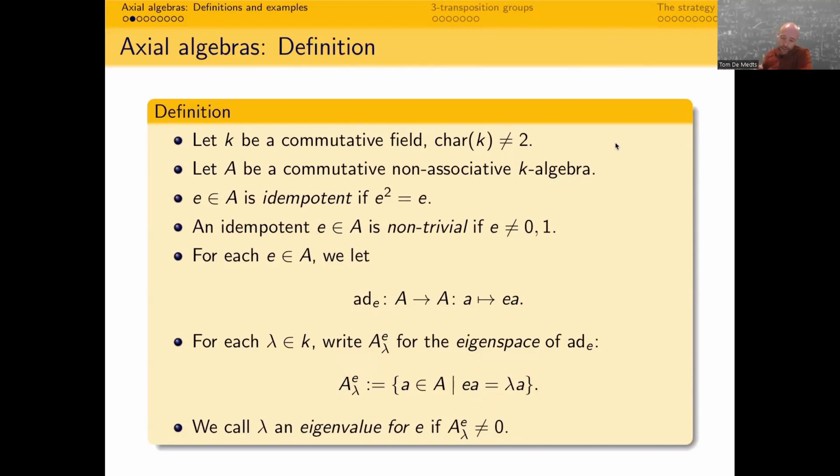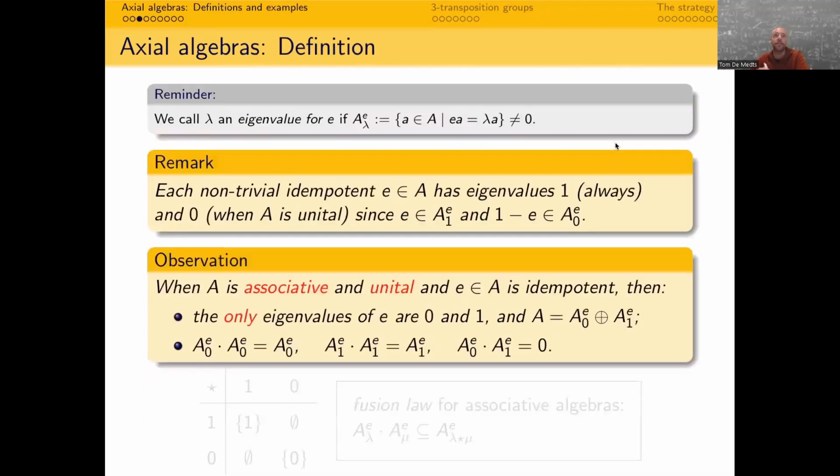To make the terminology a bit shorter, we call lambda an eigenvalue for the idempotent, instead of saying that it's an eigenvalue for the left multiplication operator by the idempotent. Right, so that's the starting point. I put it here on top again. Every now and then I have these little reminders that I put there, because that's how it goes with a computer presentation: if you click next, the definitions are gone. So I think it's good to put them up every now and then.